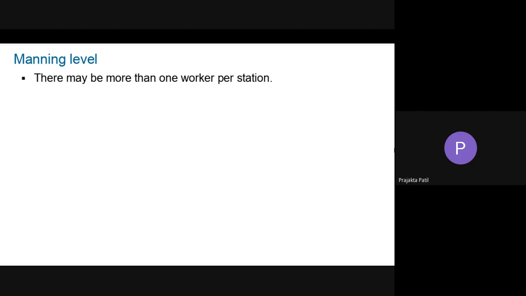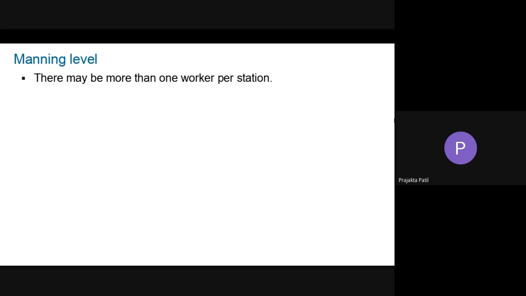There will be a number of workers assigned to every station, and the type of comfort will be given to them. Like they can either be seated and doing the task, or they can be standing and moving along with the work part and performing the task. So this manning level of a workstation is symbolized by M i. It is nothing but the proportion of time that a worker is at the station. So manning level means how much time the worker is actually present at the station to perform a certain task.